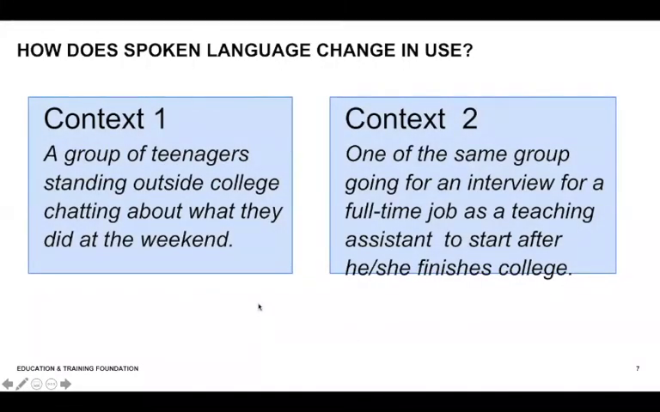So this is looking at how spoken language can change in use. For example, context one, a group of teenagers standing outside college chatting about what they did at the weekend, or context two, one of the same group going for an interview for a full-time job as a teaching assistant to start after he or she finishes work.